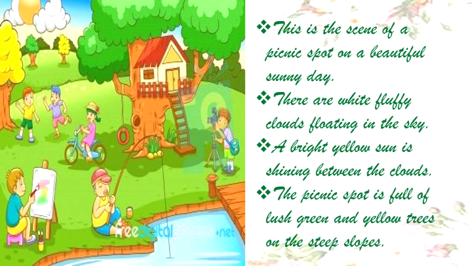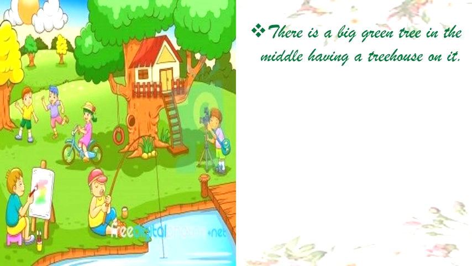The picnic spot is full of lush green and yellow trees on the steep slopes. Yes, we have described the background in a proper manner. There are trees, there are steep slopes, the sun, the clouds. So now let us move on to the next step. There is a big green tree in the middle. We can see that? Yes. So there's a big green tree in the middle having a tree house on it.